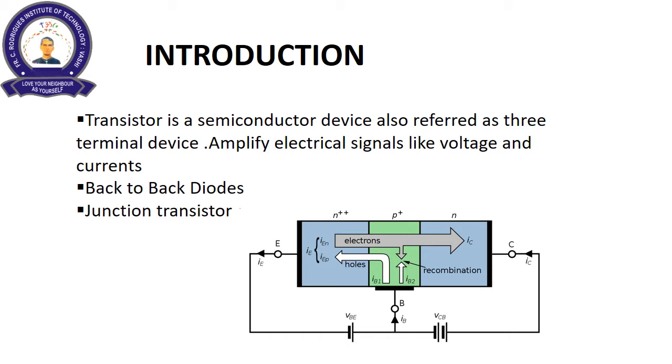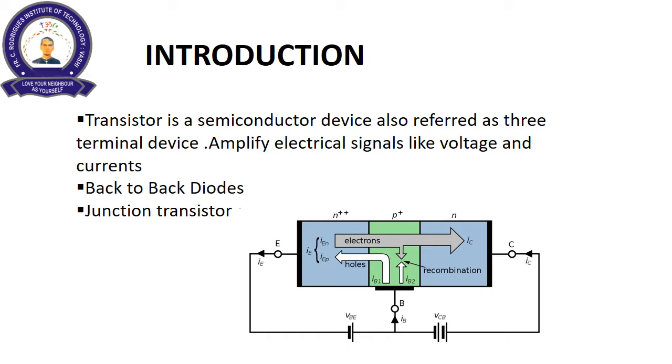Here in the figure you can see that a 3-junction device is present, so it is called a transistor. This is an NPN transistor wherein the majority current flows from emitter to collector on applying the voltage between the base and emitter terminal.